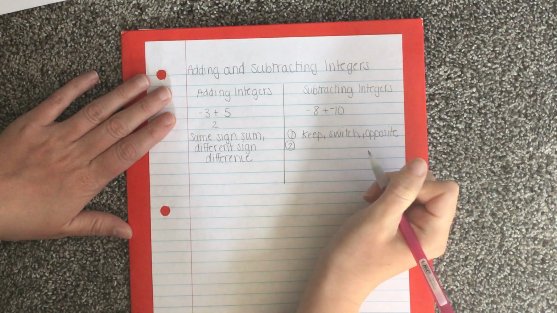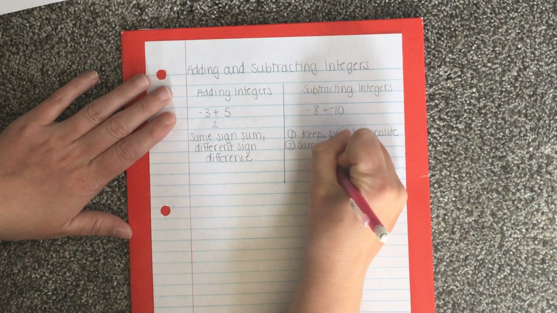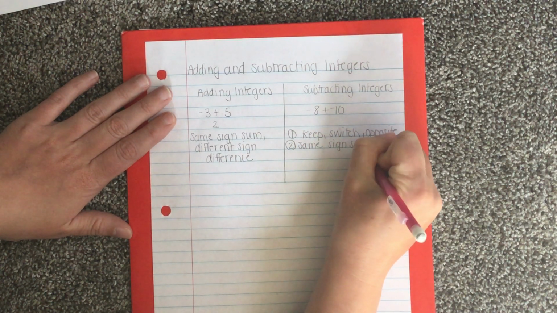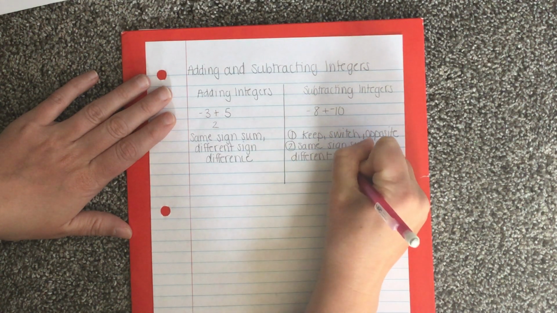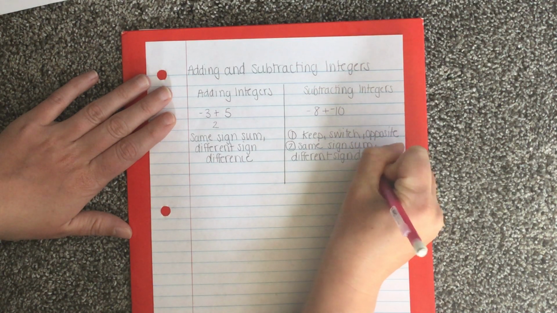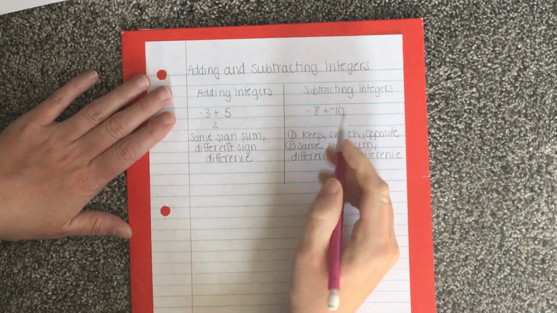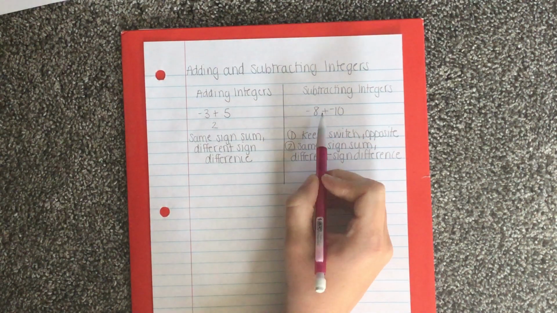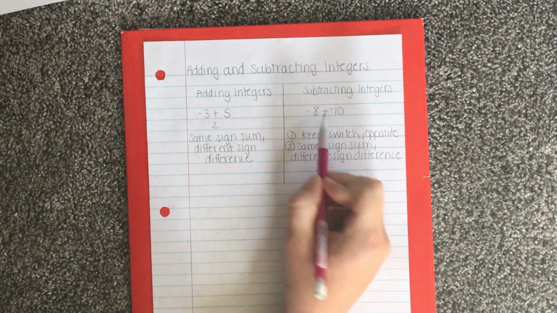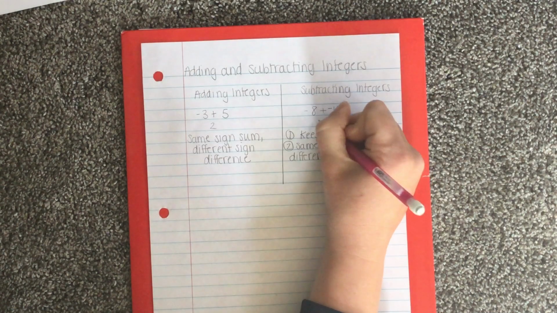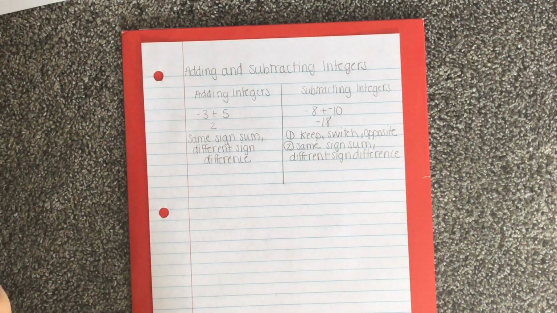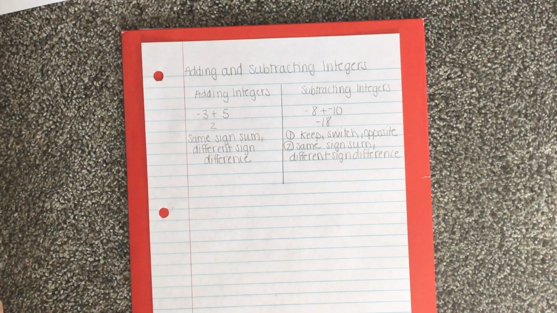Now follow adding integer rules. Same sign sum, different sign difference. Okay, so I look at this. This is adding integers, because this is turned into adding integers with keep, switch, opposite. -8 and -10 have the same sign, so this is addition. Our answer is -18. So when you approach the problems on the worksheet today, you need to decide first, is it adding integers or is it subtracting integers? And then follow one of these two sets of rules.